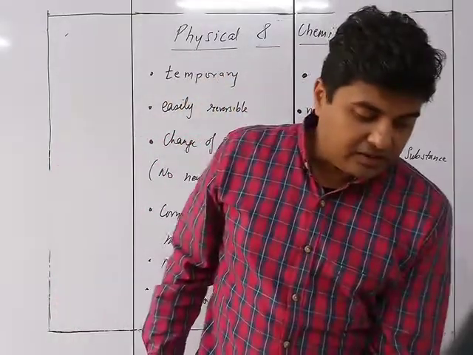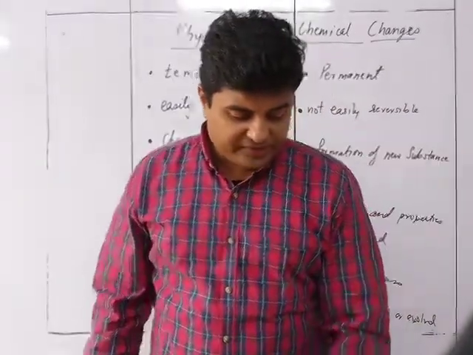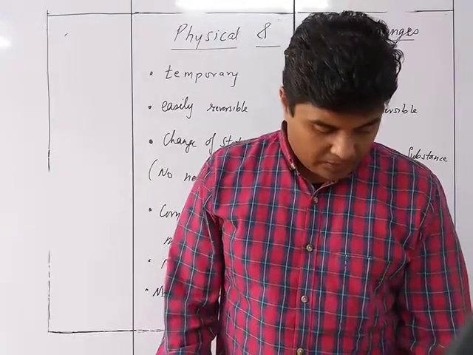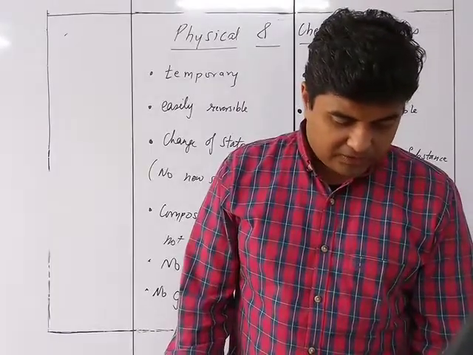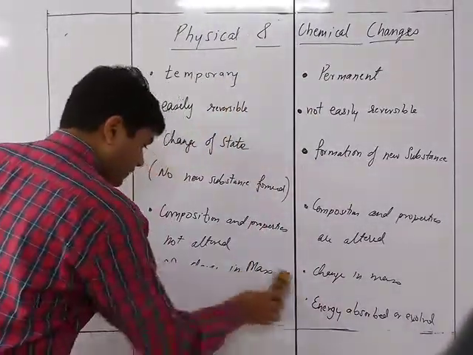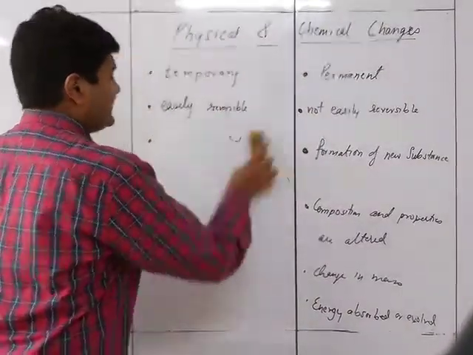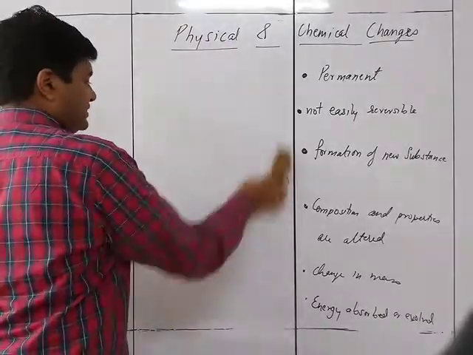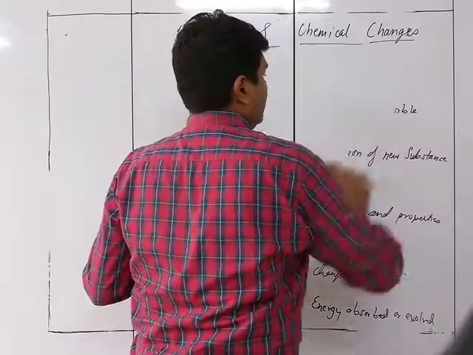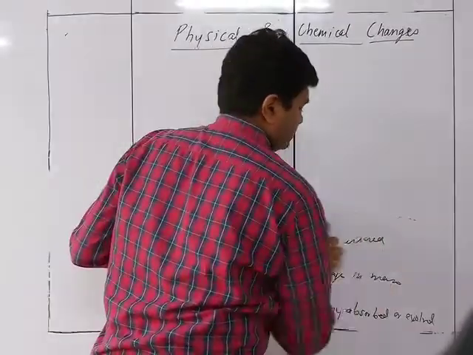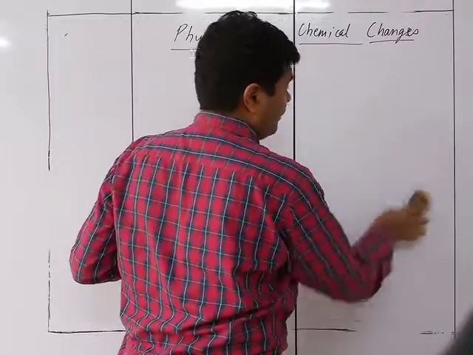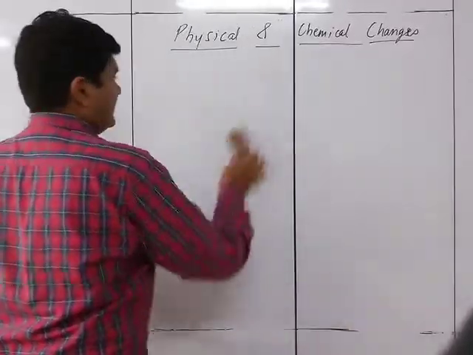Okay, now we see certain examples of physical change and then the examples of the chemical change. It's a very small chapter, so we'll just complete that thing. So, examples of physical changes. We have already seen the water and ice and then steam, so that is also one easiest example of physical change. So let's see one by one.